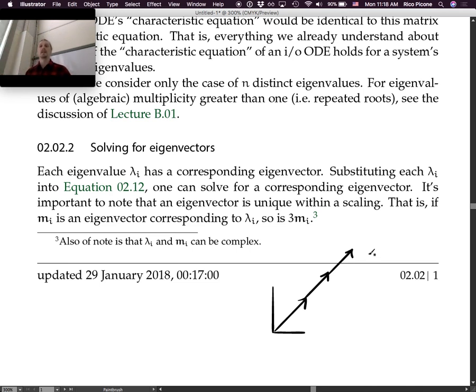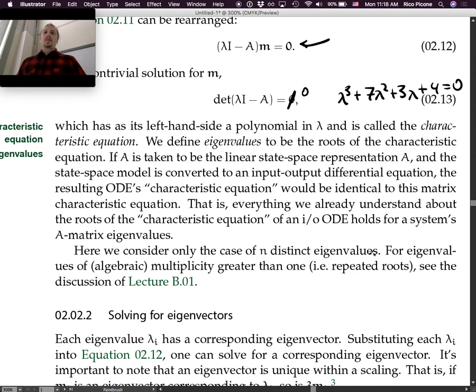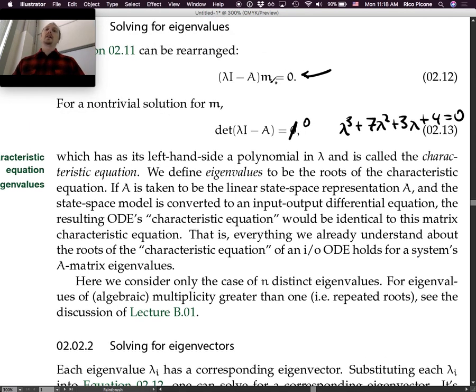Yeah? Why would plugging that into 2.12 give you the answer? Because wouldn't that just give you a 0 in parentheses? No, you solve for m. So you solve for m in this. So we're going to do an example, but when we plug in a lambda here, lambda I minus A won't be 0. And so we're going to have to choose an m that makes this equality true, that makes the left-hand side 0. And you'll see how we do it.